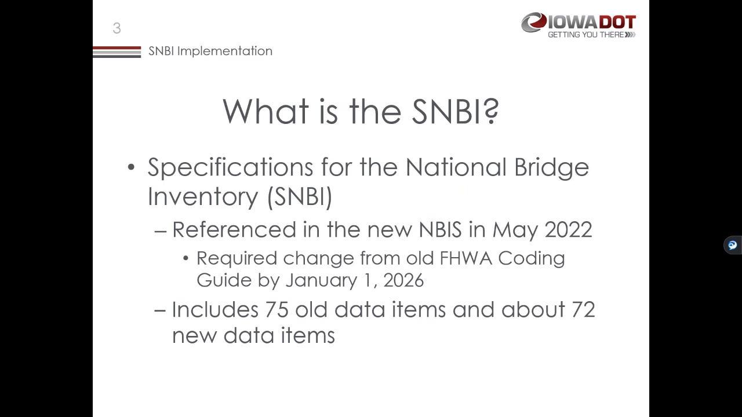The new guide includes 75 of the old data items that were in the old coding guide, and then about 72 new data items that we'll have to enter for every bridge.